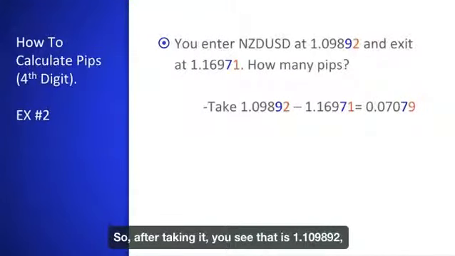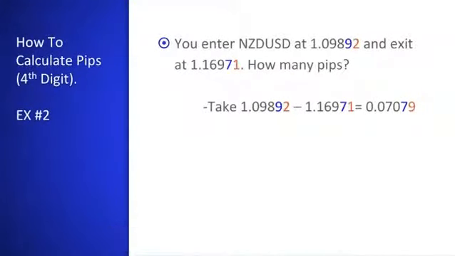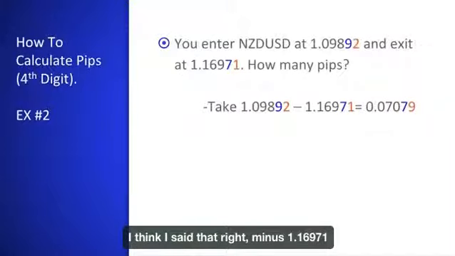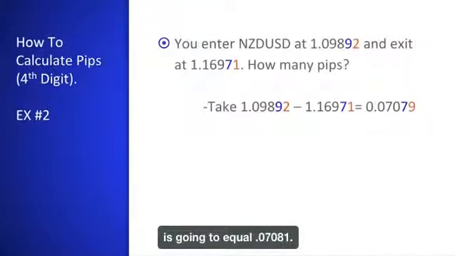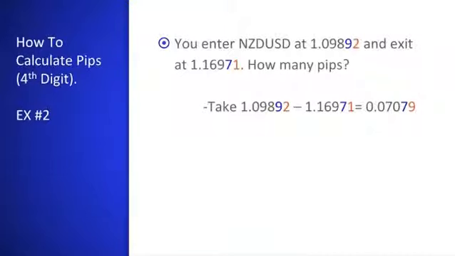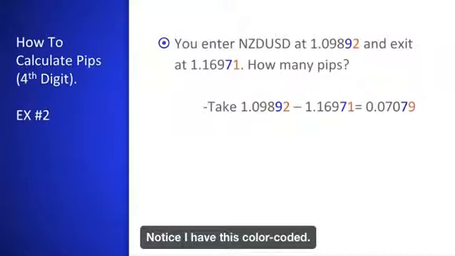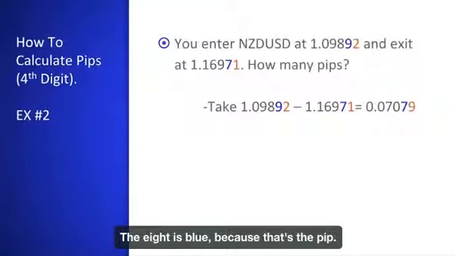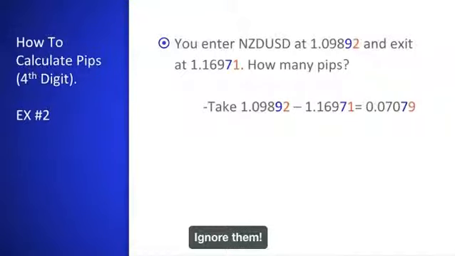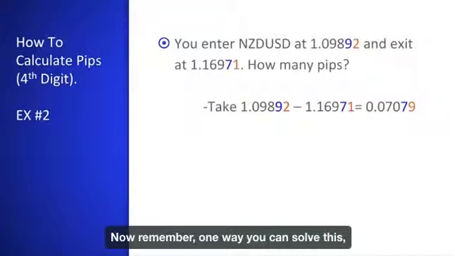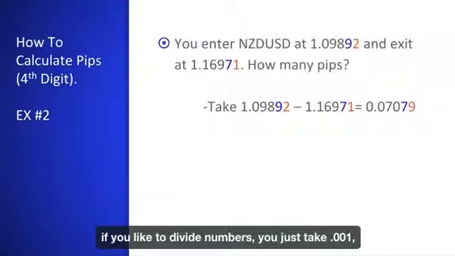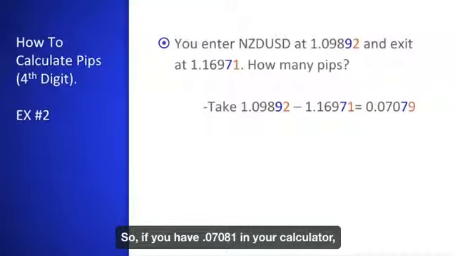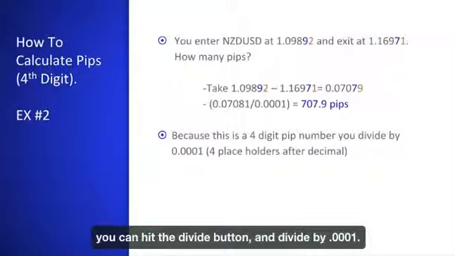All right, now after doing that calculation, you should have entered the 1.09892 minus the 1.16971, and you should have gotten 0.07079. All right? Now, notice that these are color correlated. The colors are correlating to different things. The blue color is correlating to the pip, and the 1 is the pipette. And remember, what are we supposed to do with the pipette? Ignore it.